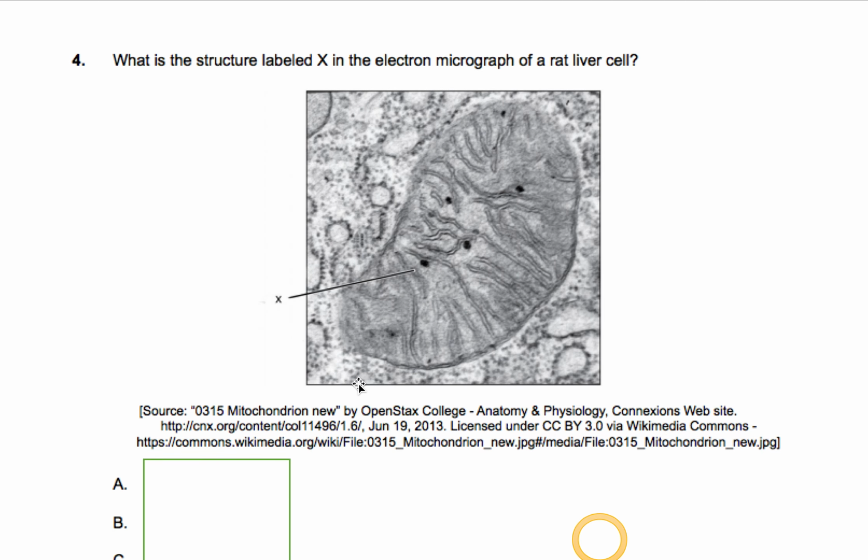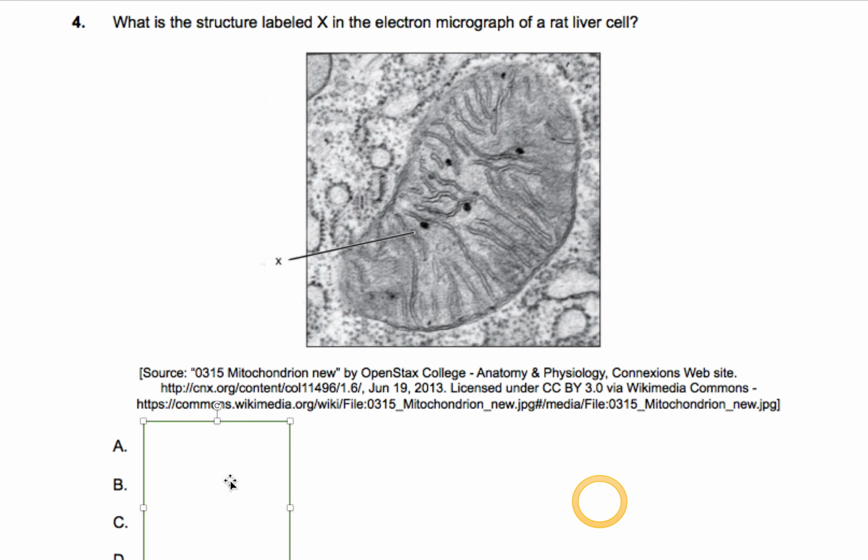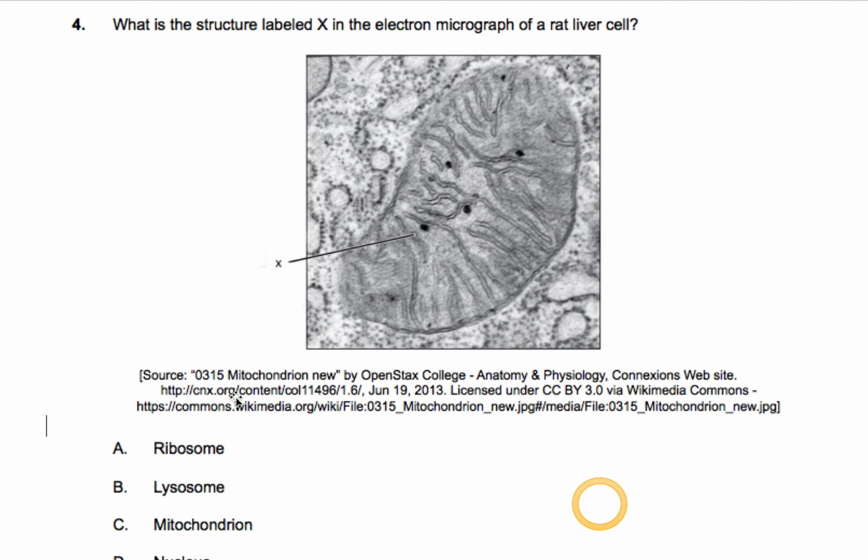Okay, let's move on to the last one here. Give it a go by yourself. What is the structure labeled X in the electron micrograph of the rat cell? When I first did this question, I was like, do they mean what specific thing, like here? No, what this question means is, what is this whole structure?